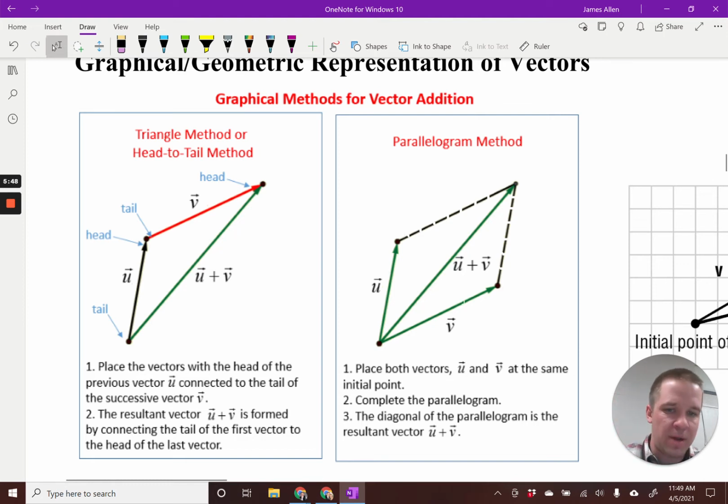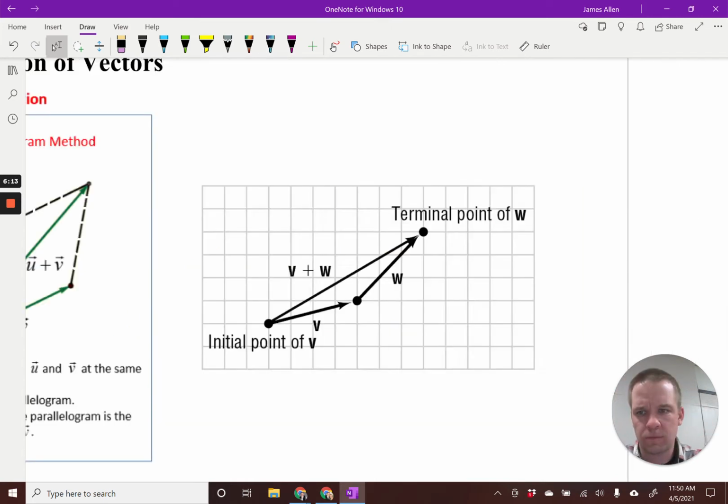And then we have our parallelogram method. Okay, so we're going to place both vectors at that initial point, the same one there, and we're going to create a parallelogram. And then the diagonal of that parallelogram would be my resultant vector, u plus v in this case. Lovely. So pause that, jot those down, take a screenshot, whatever's best for you in your notes. But I think these are nice representations here.